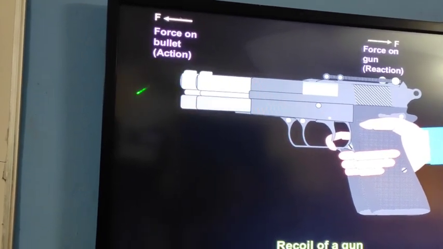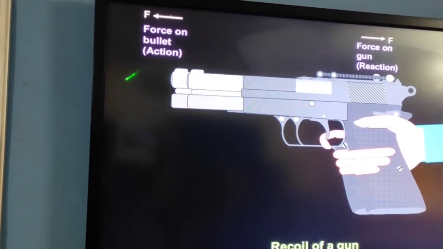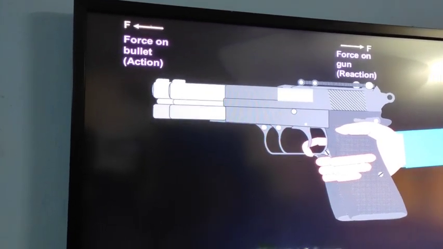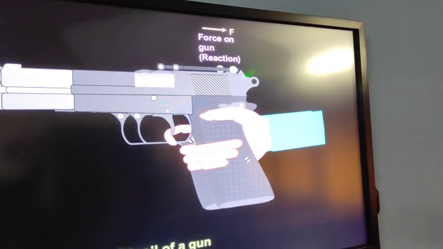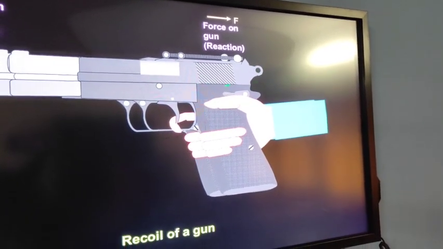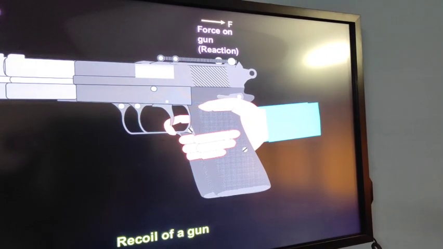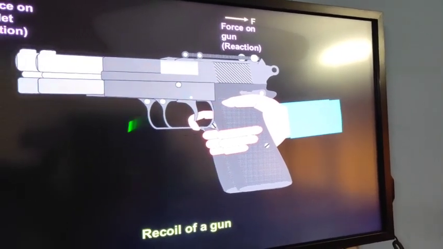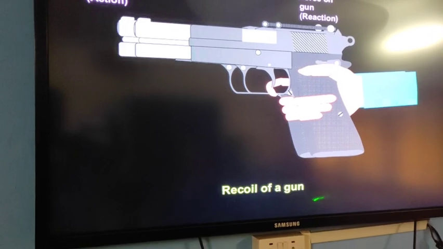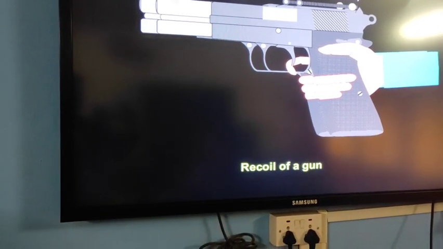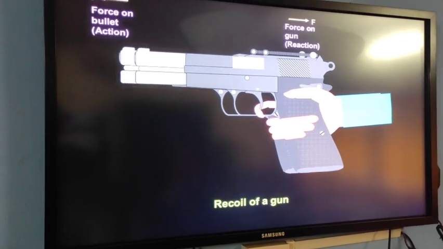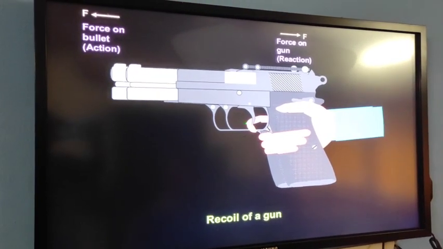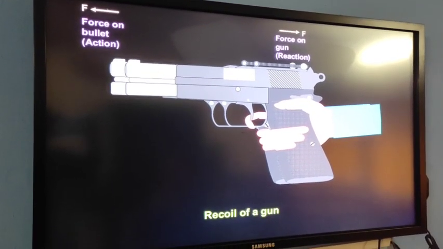That speed is very high, 200 meters per second, so that is called muzzle speed. At the same time, what happens? The gun moves backward. So the backward velocity of the gun is taken as recoil velocity, and this motion as a whole is termed as recoil of a gun. The backward motion of the gun during firing. Okay, so this is exclusively based on the law of conservation of momentum.